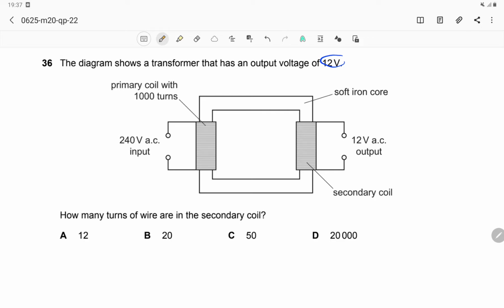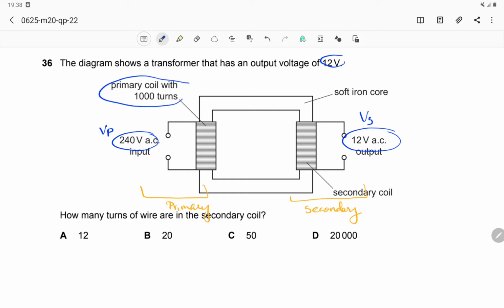So we are provided with a transformer where this part is primary and the output part is called secondary. In the question, primary voltage Vp is given, secondary voltage Vs is also given, and the number of coils in primary Np is also given, and you need to find how many coils are there in secondary. Ns you have to find, here it's given Np.